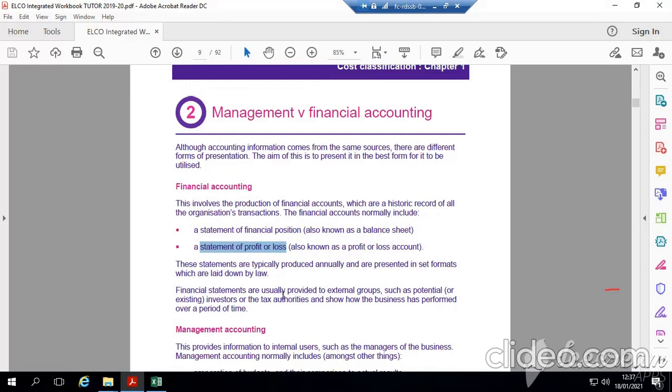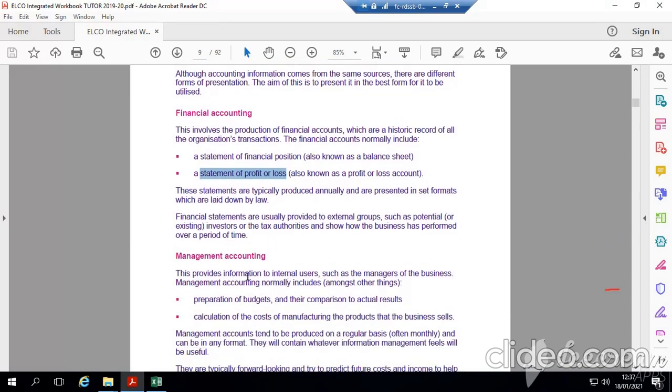So the second part is management accounting. What is management accounting? Management accounting is more relating to internal matters, for internal purposes. For example, preparing budgeting, calculating cost, calculating the cost of material, calculating the cost of labor. If we want to understand the cost of particular units they are going to make.